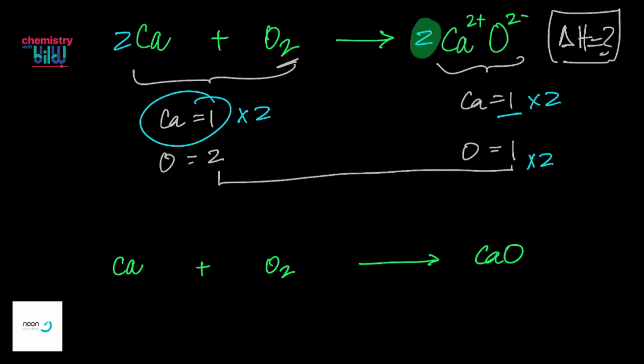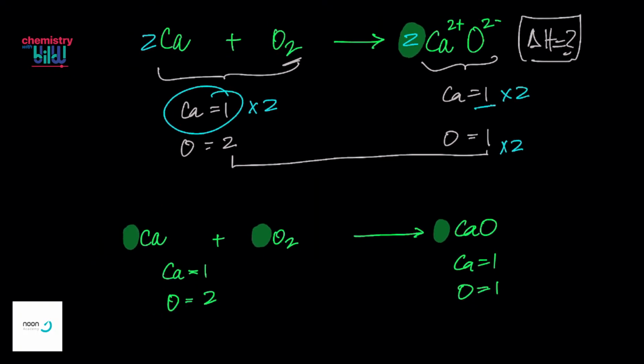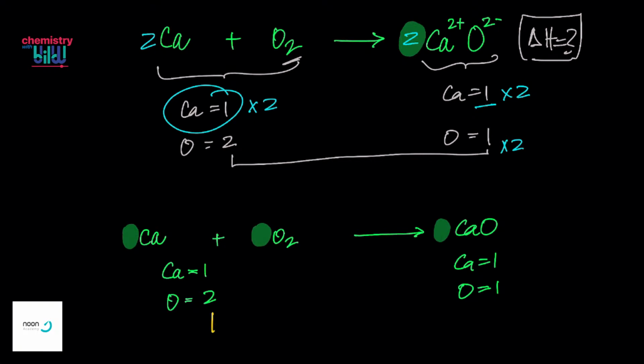Now remember, the subscripts, the small letters that come after it, are bonded. You cannot change them. You can only put coefficients before the whole structure to balance. When I look at it, the left hand side has 1 calcium, the right hand side has 1 calcium. The left hand side has 2 oxygen atoms, the right hand side has 1. Now I told you one way that we could balance these two is by multiplying this by 2. If I put 2 here, these two become equal. Do you guys agree with that?